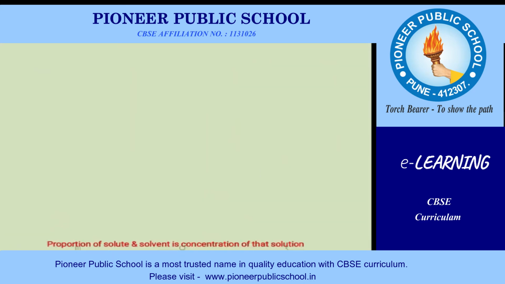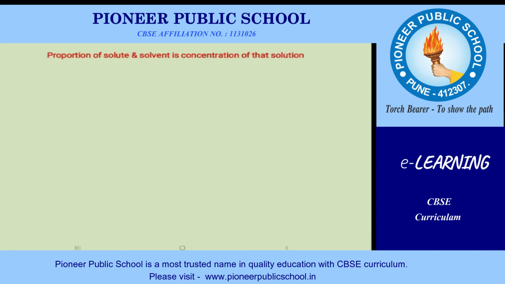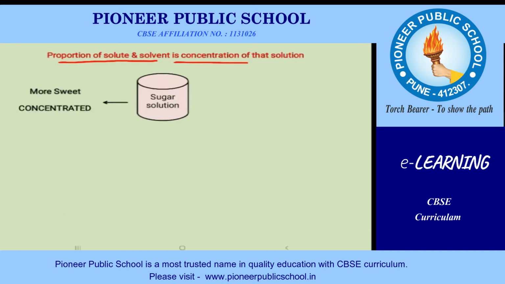Now let's move ahead. Here, we are going to understand one concept called concentration. To understand this concept, you must understand the proportion of solute and solvent. So students, we will take one example here. We have a sugar solution, where sugar is added to water. Sometimes we can say that a sugar solution is concentrated when it is more sweet, and sometimes we can say that it is dilute when it is less sweet.